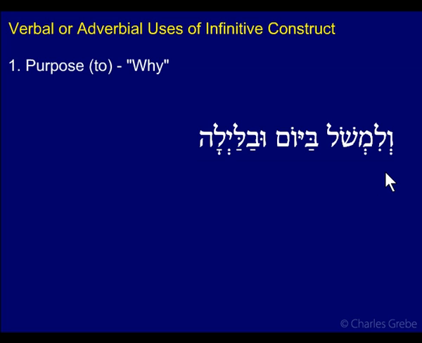So again, it is translated with the word to rule, and it answers the question why. Why did God put the sun and the moon into the heavens? Well, to rule. This was the purpose, to rule the day and the night, to govern it. So those are two examples of le being used for purpose.